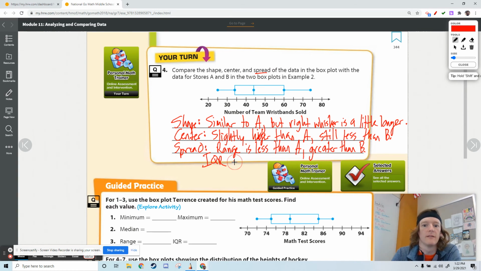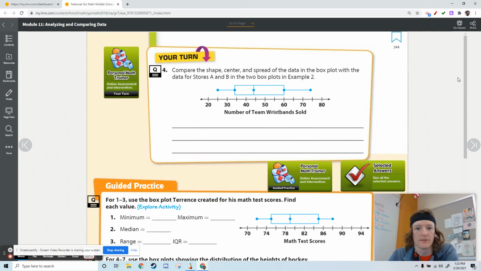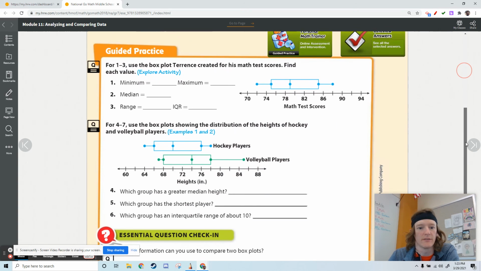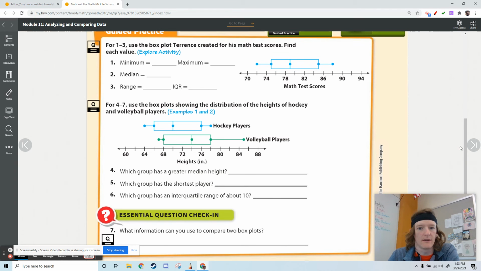IQRs are most of those pretty similar. All right. Again, to calculate the interquartile range, we do this minus this. So we did 60 minus 34. All right, so we'll finish this part up, and then we'll be wrapped up for this section.